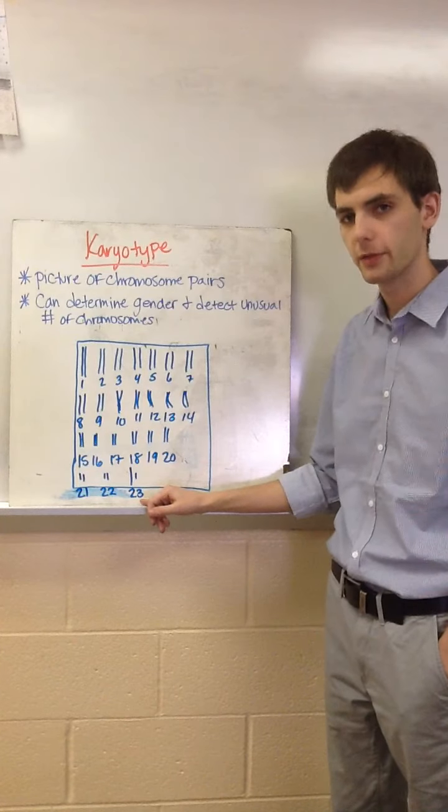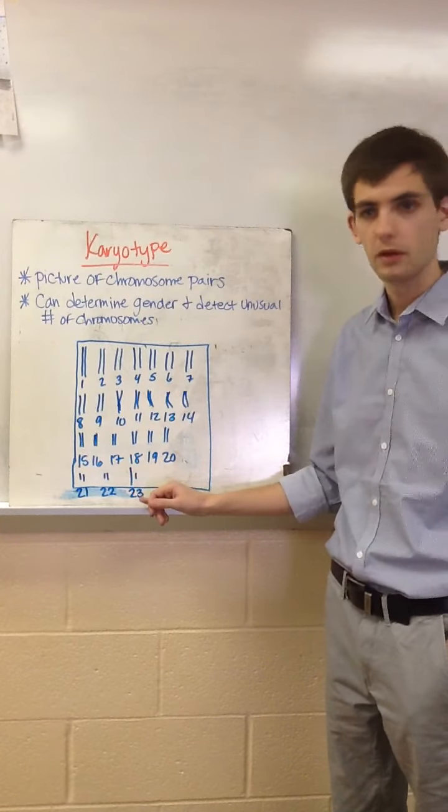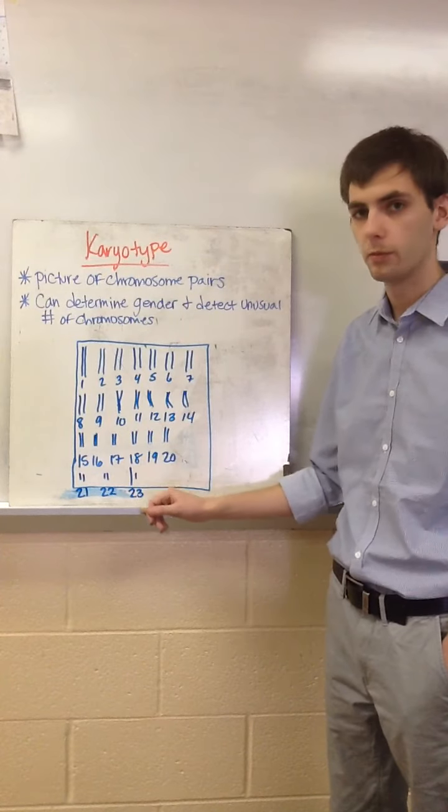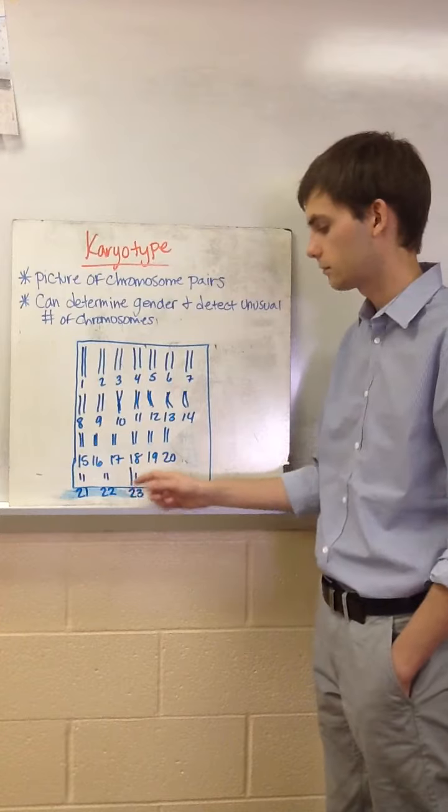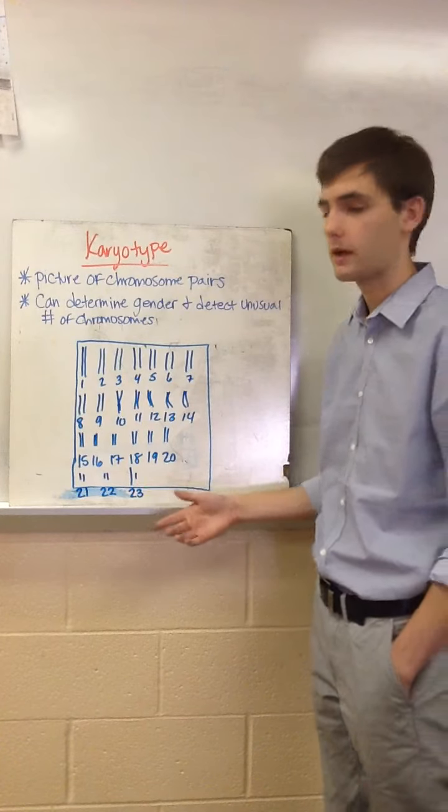Pair number 23 is our sex chromosomes. So the bigger chromosome will be your X, and the smaller would be your Y. So this person right here would be a male.